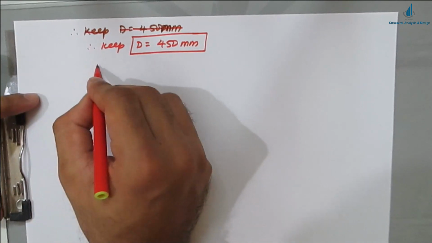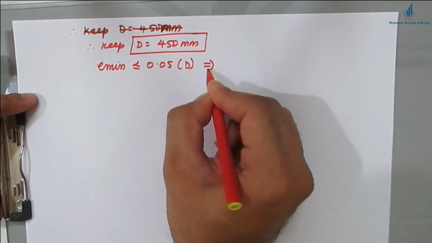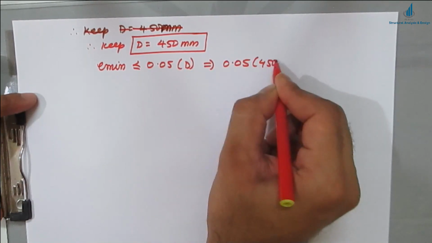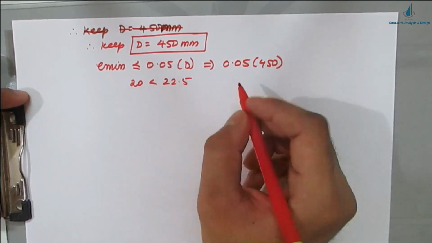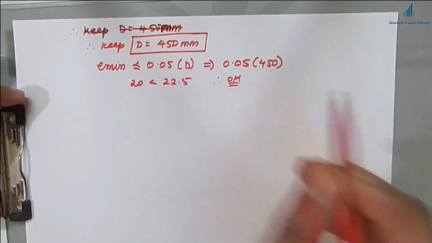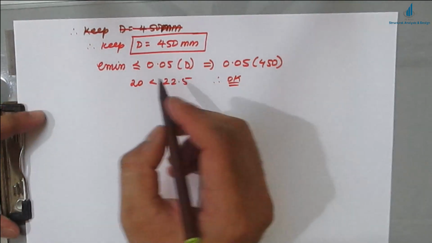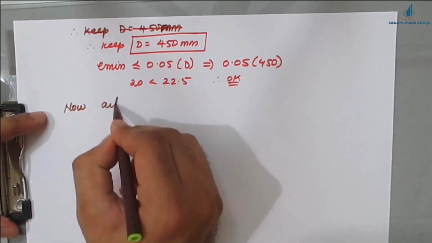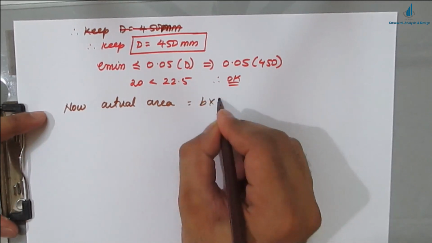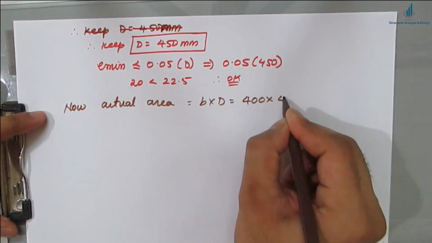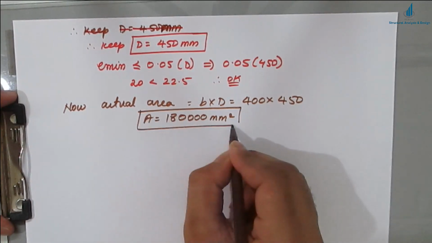Now we will check with this also. e minimum should be less than or equal to 0.05 times D. So this comes out around 22.5. So 20 is less than 22.5. Therefore, okay. So now it can be designed as an axially loaded column. Now actual area equals B into D, that is 400 into 450. So this is your new area.